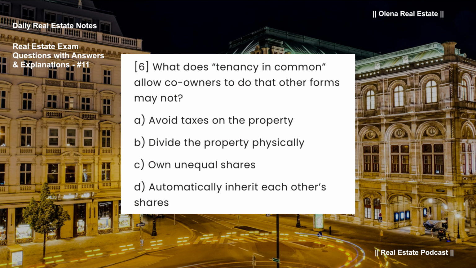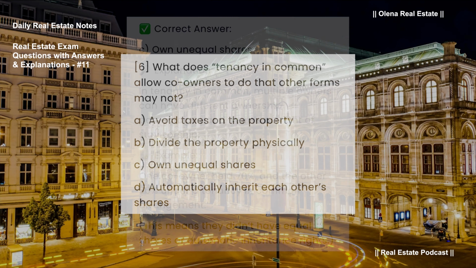What does tenancy in common allow co-owners to do that other forms may not? A. Avoid taxes on the property. B. Divide the property physically. C. Own unequal shares. D. Automatically inherit each other's shares.